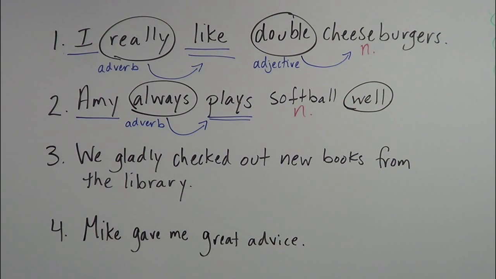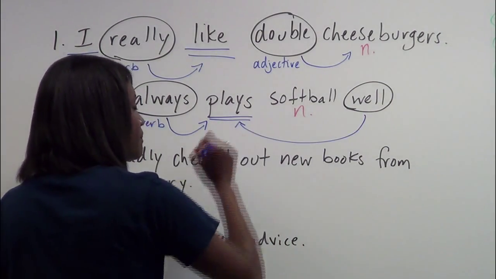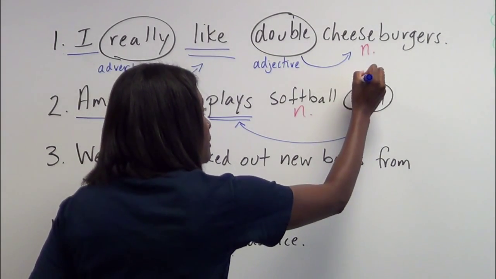The word well. Amy plays softball well. In terms of what the word well is modifying, it's not modifying softball at all. It's definitely not modifying Amy at all, which would be the two nouns that we have in this sentence. However, I think it is modifying how she plays. So because it's modifying how she plays, again, well is also going to be an adverb.